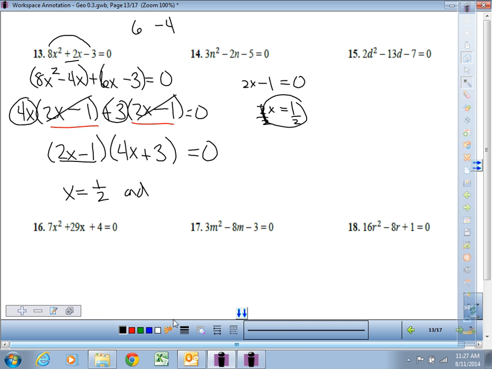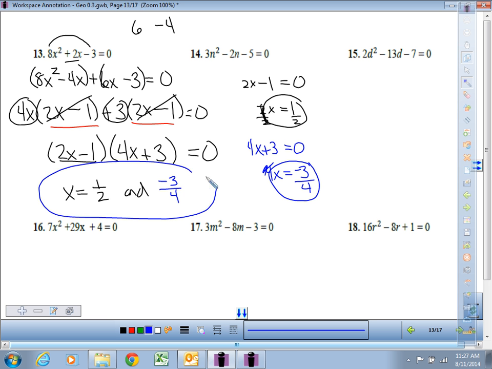And do the same thing over here. Let's do a mini side equation here. 4x plus 3 equals 0. Subtract 3 over, we get 4x equals negative 3. Divide by 4. x equals negative 3/4. So there's our two solutions. Not as pretty on this, and that's probably because we had an a value that wasn't 1. It's harder, it's more difficult, but follow those steps. Okay? Let's go to number 15.